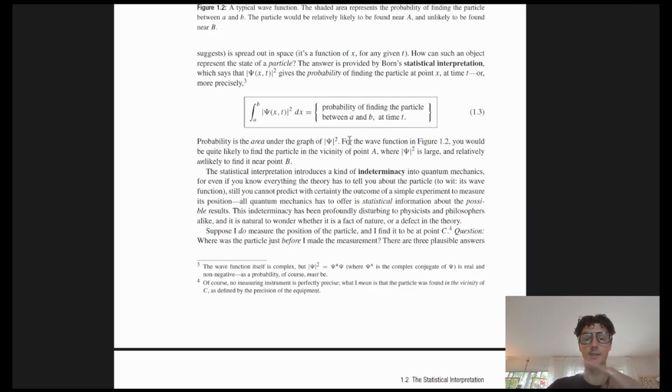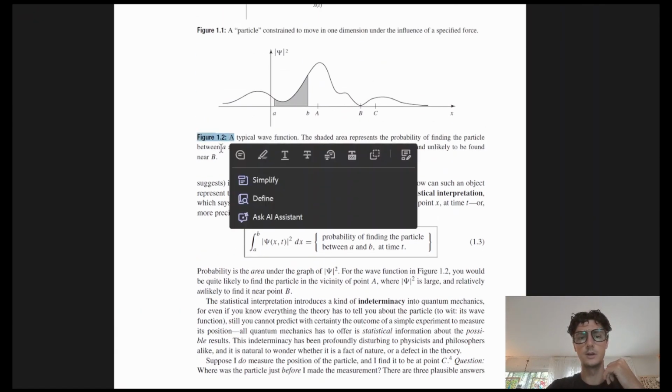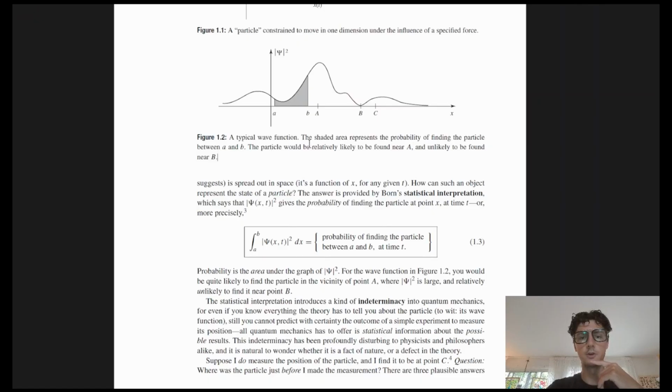Interesting. So it's a probabilistic type of thing going on over here. Probability is the area under the graph of psi squared, the wave function squared, absolute value. I'm just going to say psi squared because you know what this is by the little straight up and down pipe brackets. For the wave function in figure 1.2, which is right here, let's read this. A typical wave function: the shaded area represents the probability of finding the particle between A and B. This is the shaded area. A and B are its bounds.